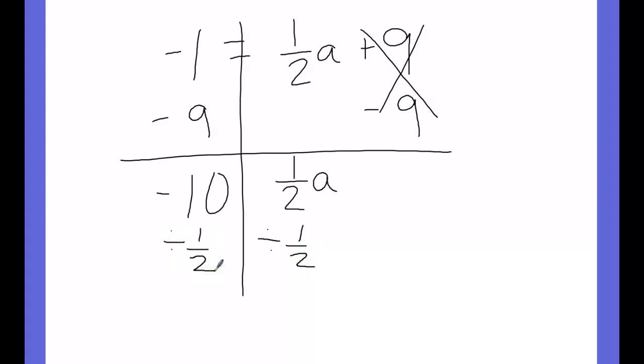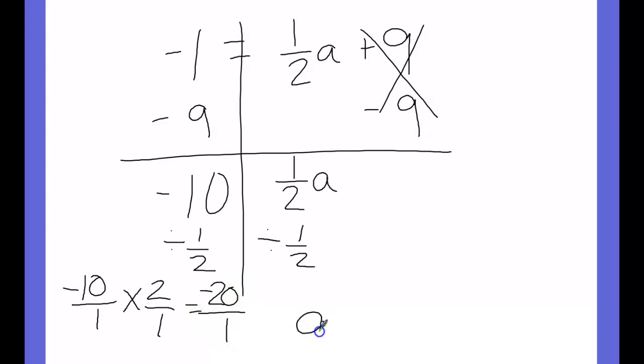Which one do I keep? Negative 10 over 1. Change division to multiplication, and flip 1/2 to make it 2 over 1. Negative times positive is a negative. 2 times 10 is 20 over 1. So a equals negative 20. Questions? No. Oh, cool. Okay.